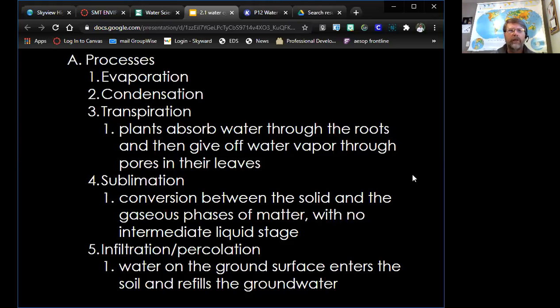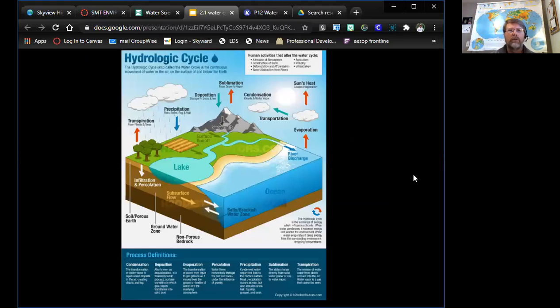Okay, sublimation, we talked about that in the picture. It's conversion from a solid, the snow and the ice, straight to gas. There's no intermediate liquid stage, so it's not technically evaporation, it's sublimation. Okay, and then what we talked about, when the water came down and it hits the soil, a lot of it is going to percolate and infiltrate the soil and come down and go back into the groundwater and refilling some of those aquifers that are so important.